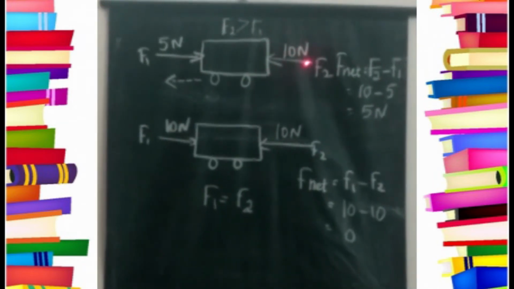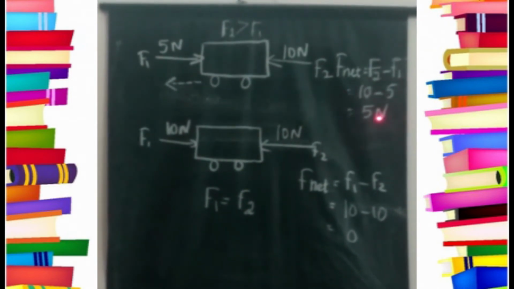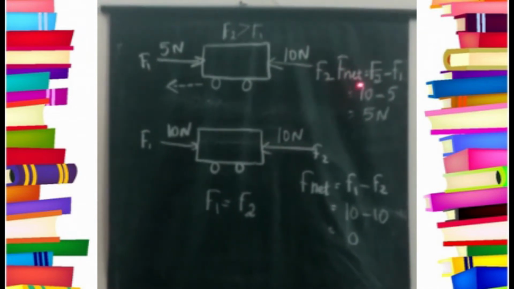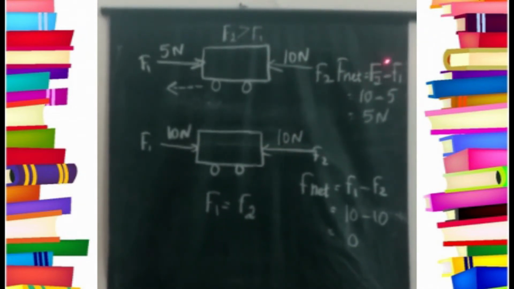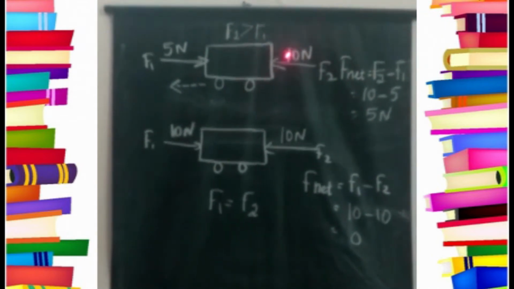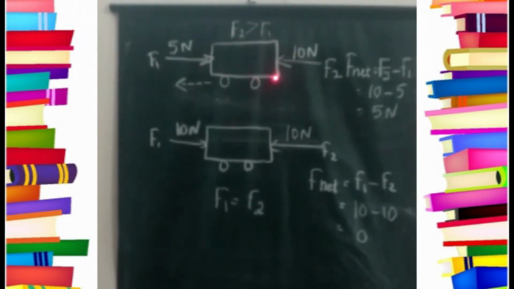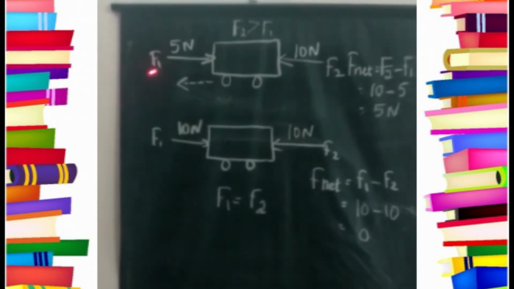In this case, F2 is greater than F1. So the total force acting on the body will be 5 Newton. The resultant force is equal to F2 minus F1, that is 10 minus 5 is equal to 5 Newton. The only thing is, since F2 is greater, the car will move along the left side.